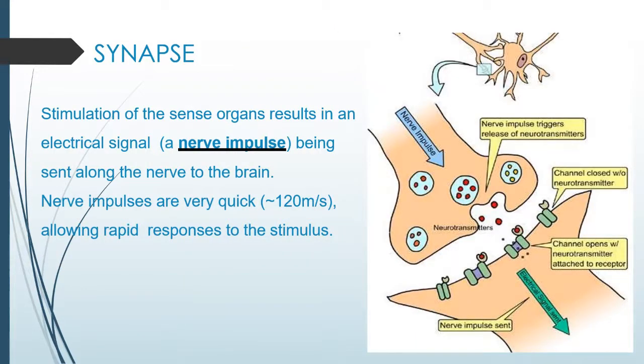Now let's look at one of the most important aspects of this chapter, that is the synapse. Till now I have been speaking about nerve impulses being carried from the sensory neuron to the interneuron or relay neuron, and from the relay neuron into your motor neurons. But how does this nerve impulse exactly travel? Stimulation of the sense organs results in an electrical signal, or a nerve impulse, being sent along the nerve to the brain, and these nerve impulses are really very quick, with a speed of approximately 120 meters per second. Now let's see how this gets transmitted.